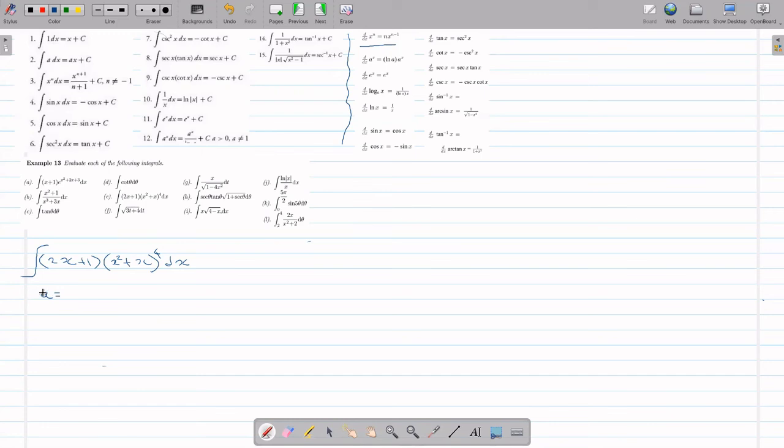Okay, can you tell the u of this one? What is the u? Can anyone tell? Here, what is the inside function? We have to have an inside function and an outside function.